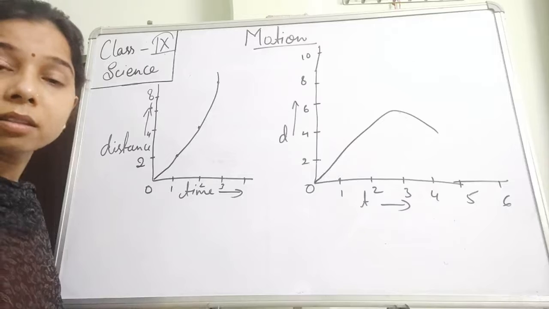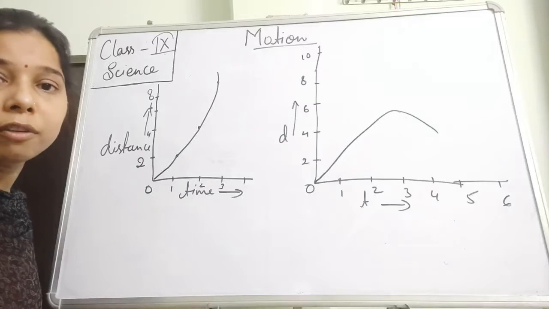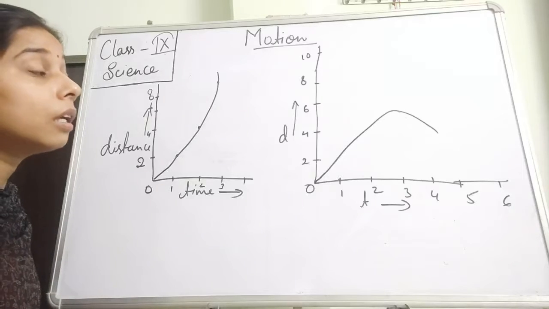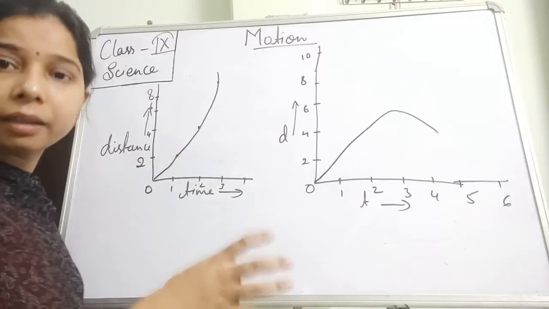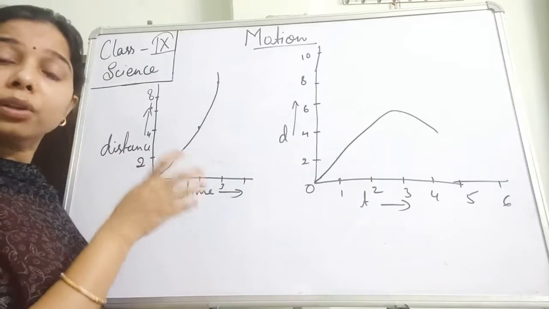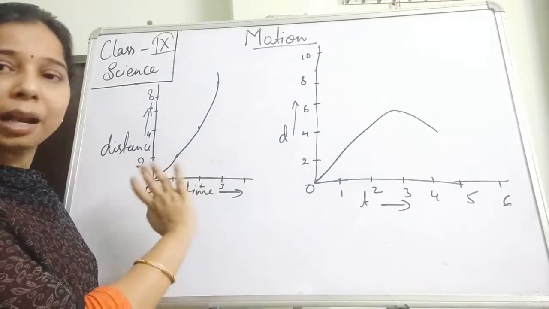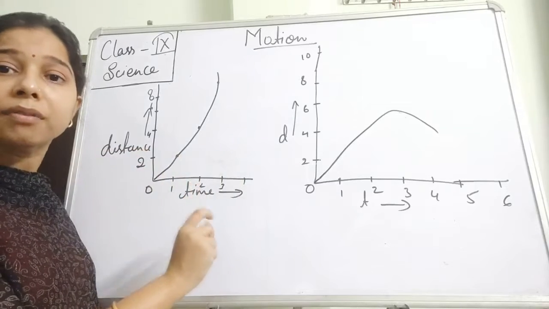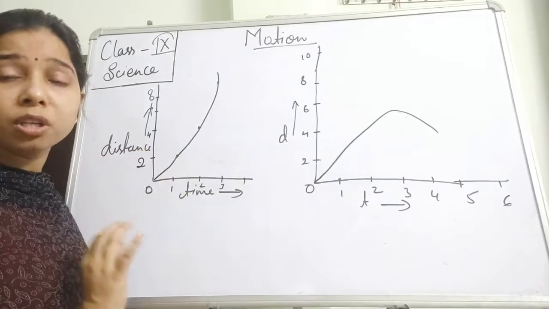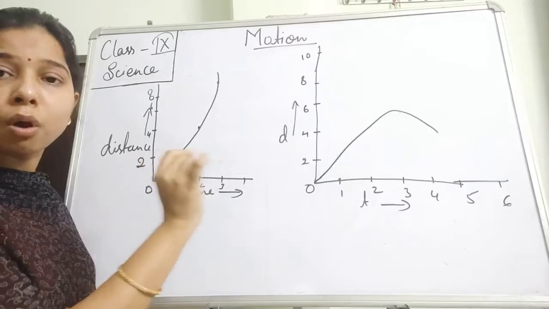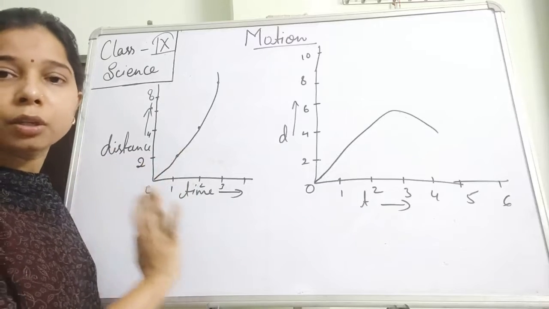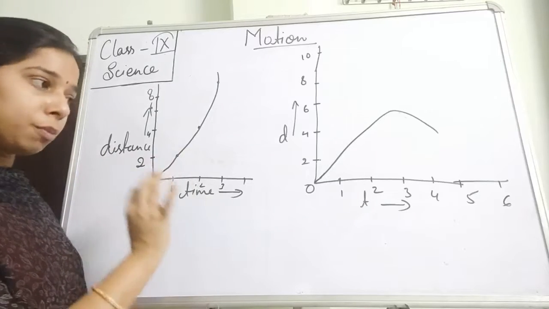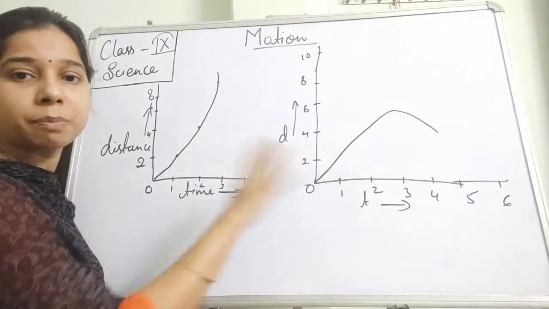This is also a non-uniform motion in which the distance is decreasing with respect to time. So the graph can be anything. It can be curved. Whenever it is curved, it will be a non-uniform motion. It means the body is moving non-uniformly. It means the distance is varying with respect to time.